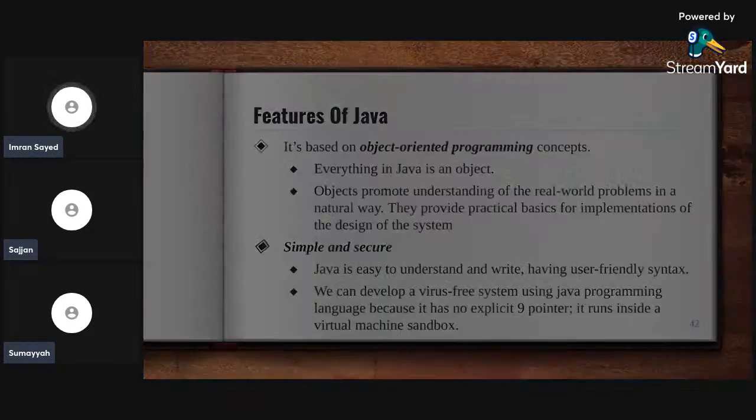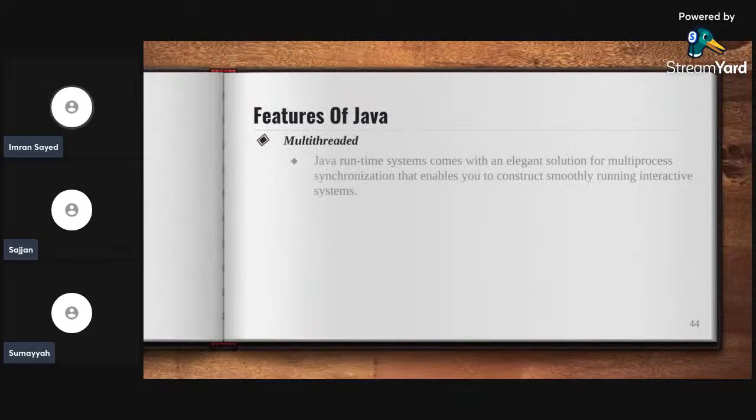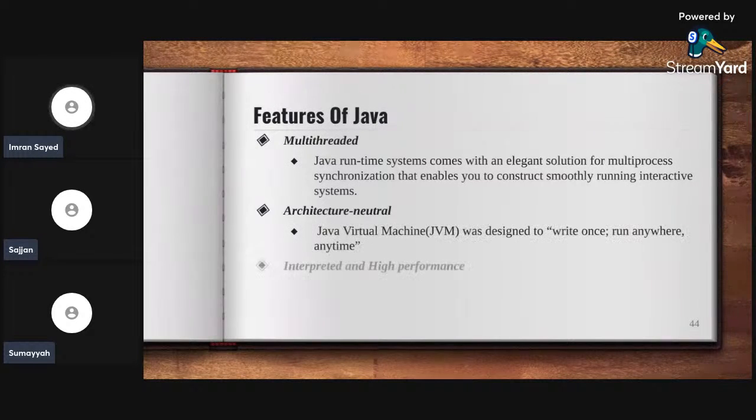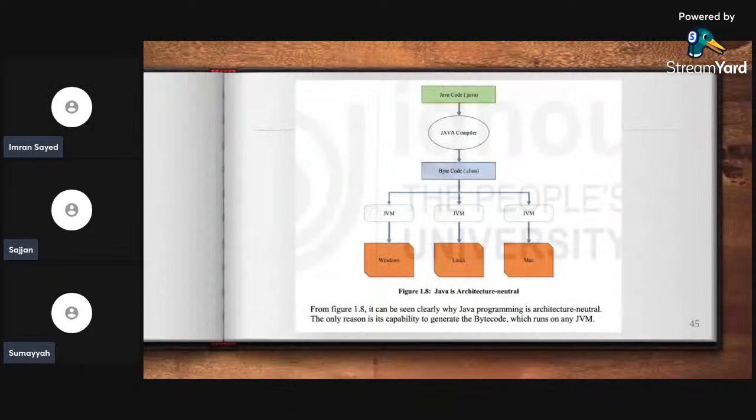It's simple and secure, portable, robust, multi-threaded, architecture neutral, interpreted, high performance, etc. Okay, so this is architecture neutral. First is your Java code file. Then you have a Java compiler which converts your code into bytecode. Bytecode is then run by any Java virtual machine, either Windows, Linux, or Mac.